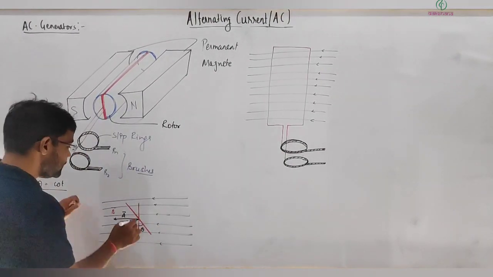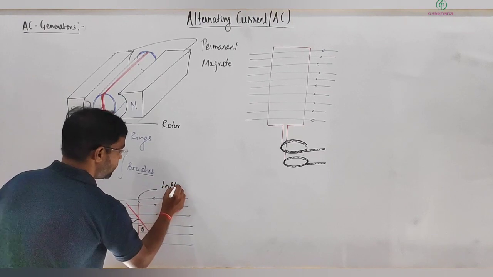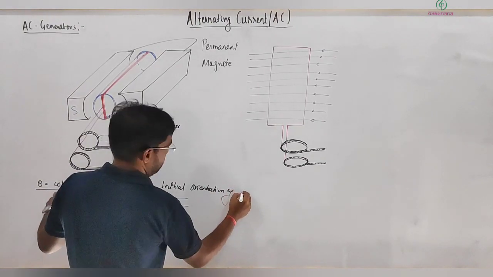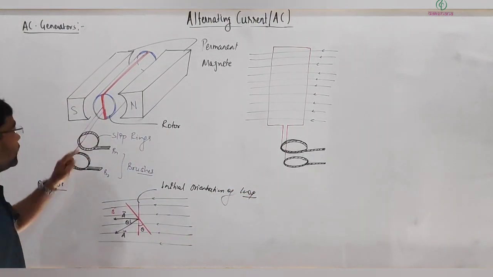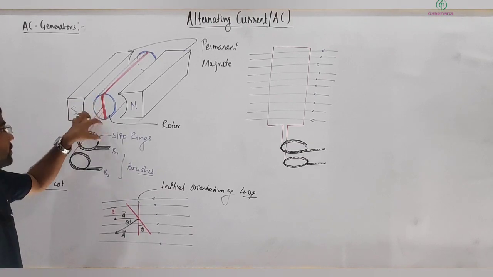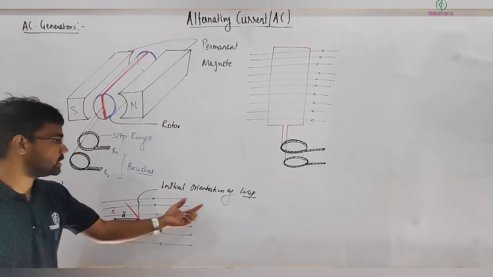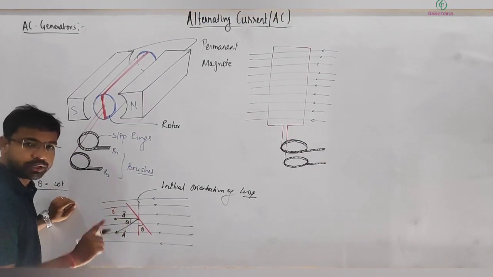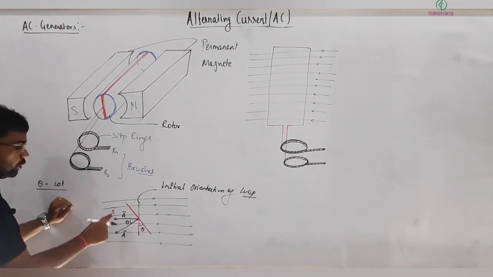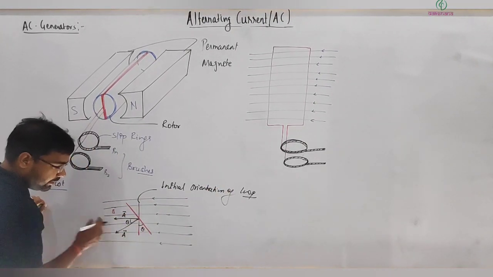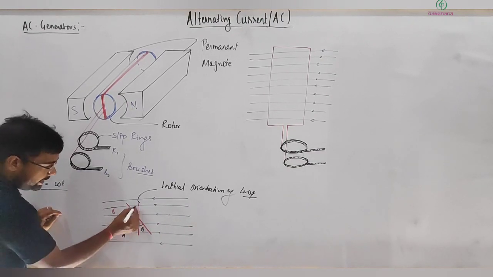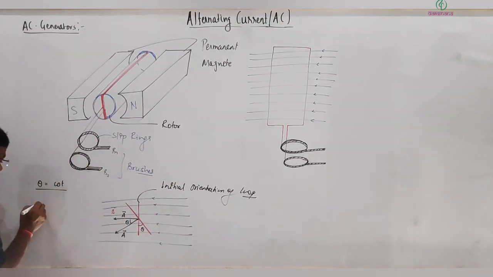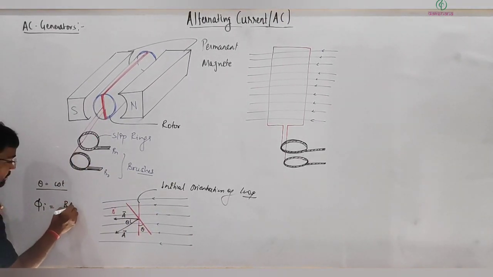So let's say this is the initial orientation of the loop. This coil has n turns, and one turn I'm calling a loop. To simplify, I am considering one turn only, a copper loop. Initially, the magnetic field direction is left to right, and for the area vector I'm taking this direction. So the initial flux, phi initial, is equal to B multiplied by A.